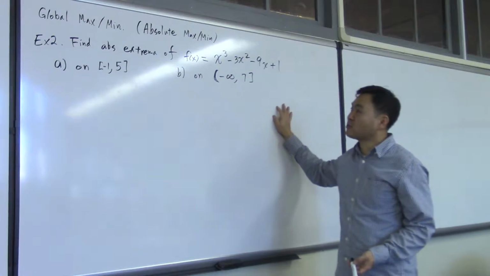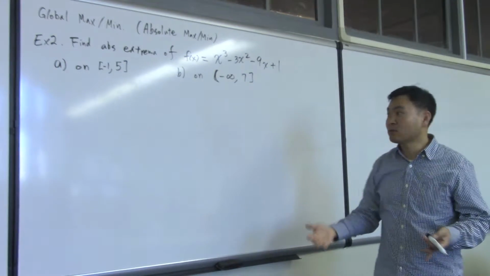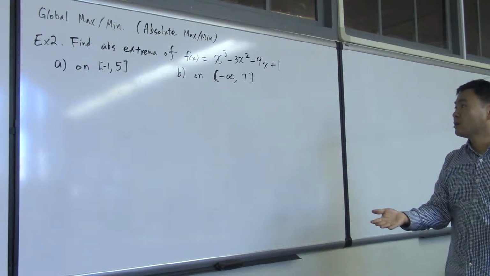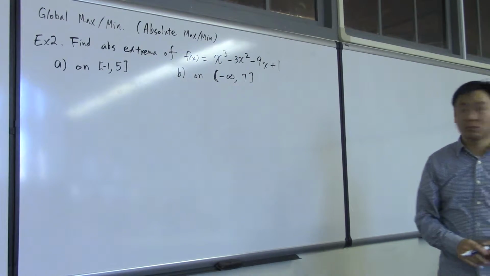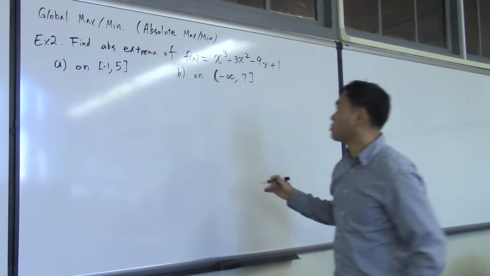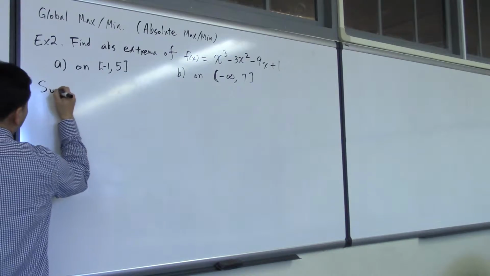You can just find the values at the critical numbers and also at the boundaries, and then just pick the highest value and lowest value of the function, and those are your absolute maximum and minimum. Okay. So let's try that solution.